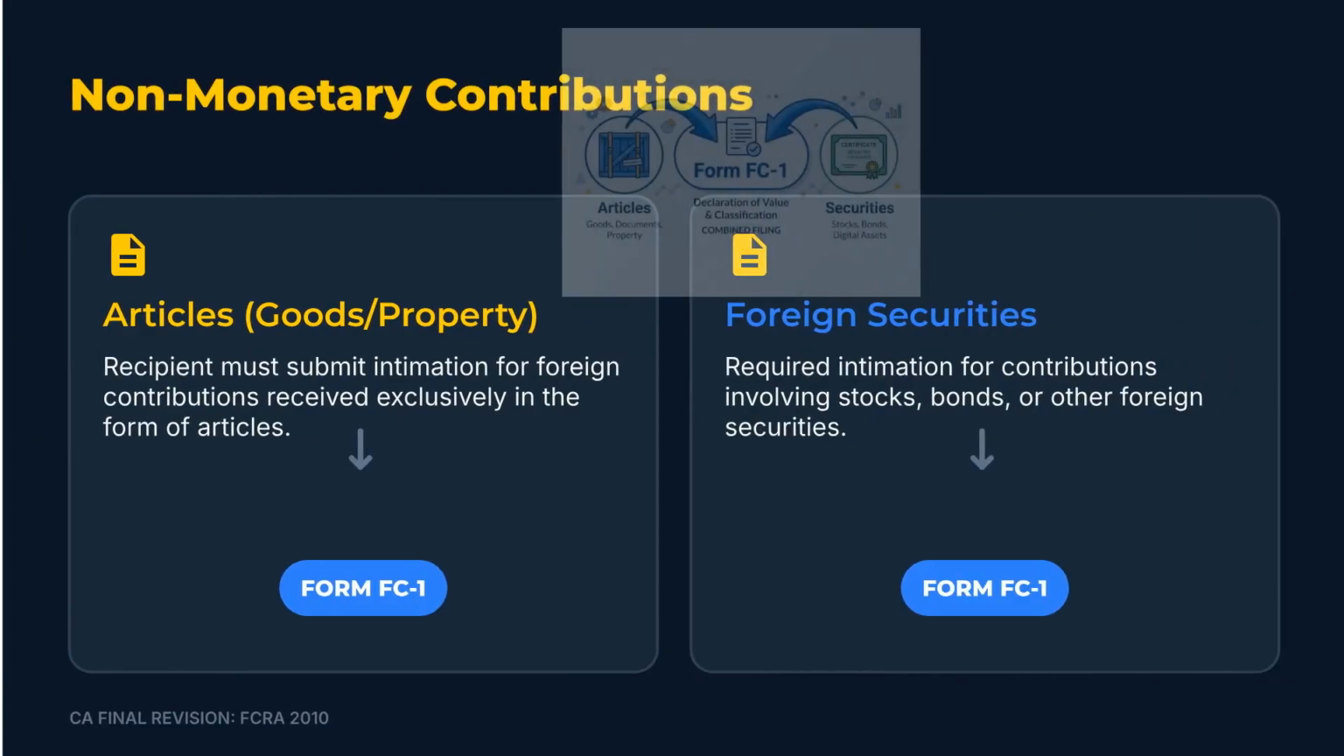Foreign contribution does not always arrive in cash. It may also be received in the form of articles or foreign securities. When foreign contribution consists solely of articles such as goods or property, the recipient must furnish intimation in Form FC1. The same requirement applies when foreign contribution takes the form of foreign securities, such as shares, bonds, or similar instruments. Thus, irrespective of whether the contribution is monetary or non-monetary, reporting obligations continue to apply under the FCRA framework.